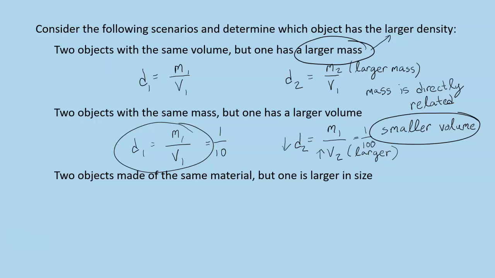And then the last example, two objects made of the same material, but one is larger in size. So the key words here are the same material. Remember that density is unique to the type of material that you have. So say if we have a piece of gold, it doesn't matter whether it's larger or smaller. The fact that it's gold means that it will always have the same density. So two objects made of the same material will have the same densities. Okay, so that's kind of a trick question. Okay, that wraps up this topic.